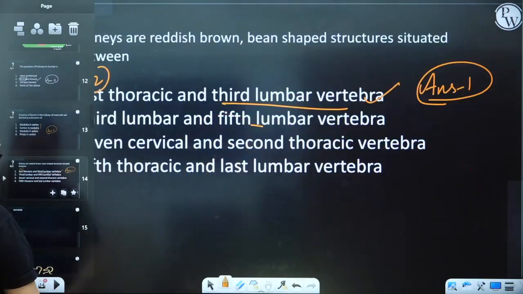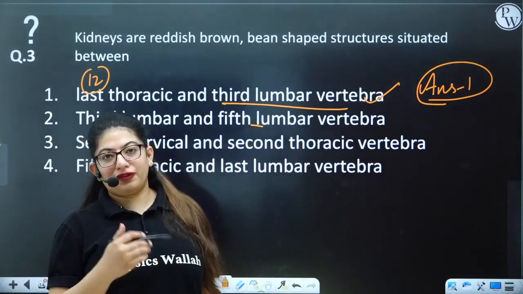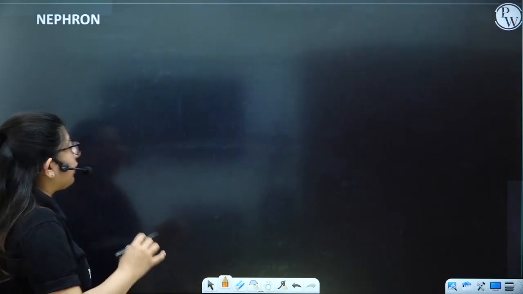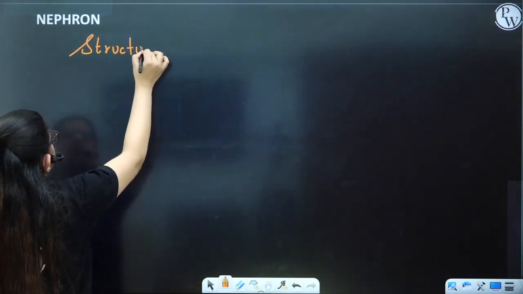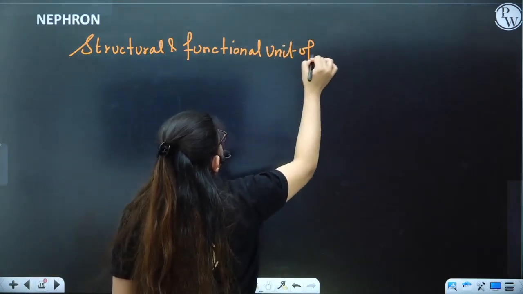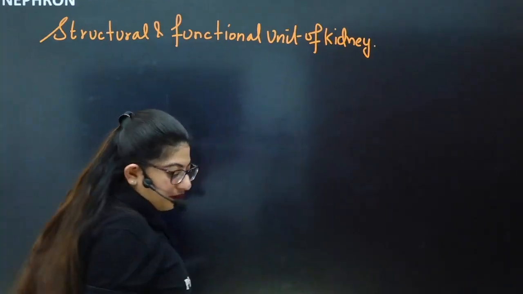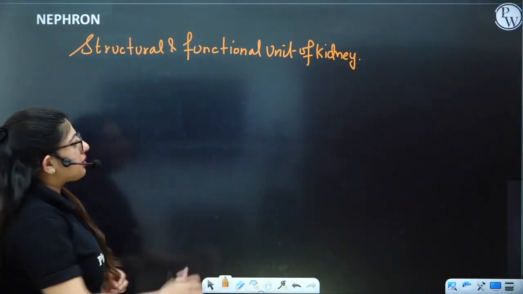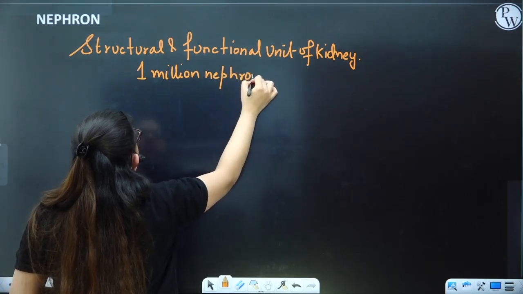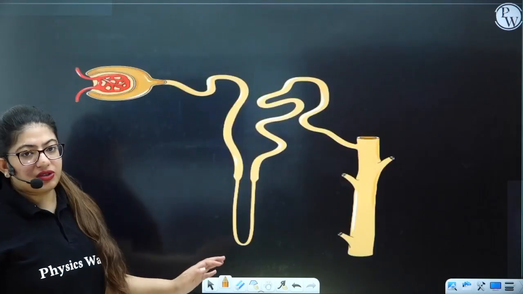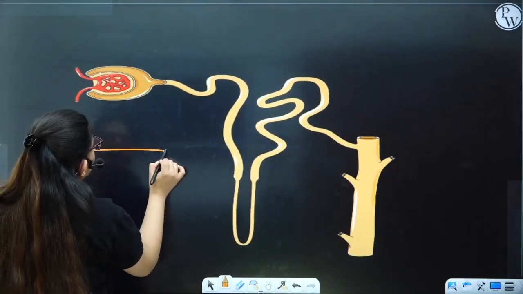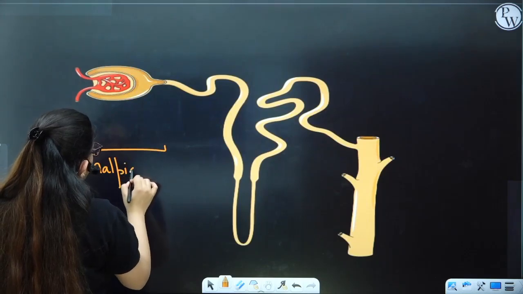Okay. So I think that's pretty clear to everyone. Now let's talk about the structure of nephron. Nephron, if I tell you, is the structural and functional unit of kidney. Each kidney contains around 1 million nephrons. So let's see the structure of your nephron. As you can see the structure, first of all, there is this structure known as Malpighian corpuscle or Malpighian body. From here to here, we have this structure known as Malpighian corpuscle.